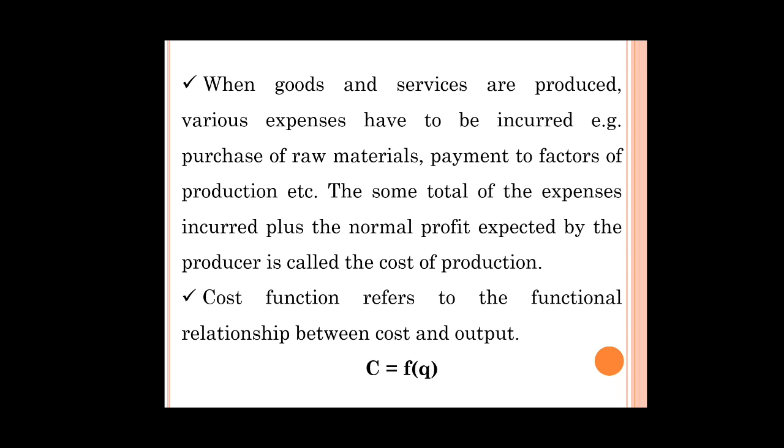Now coming to the cost function. Dear students, cost function refers to the functional relationship between cost and output. The function shows how the cost of production of a firm changes with the changing output, and it is written as C is equal to F of Q, where C is cost of production, Q is quantity of output, and F describes the functional relationship between cost of production and quantity of output.